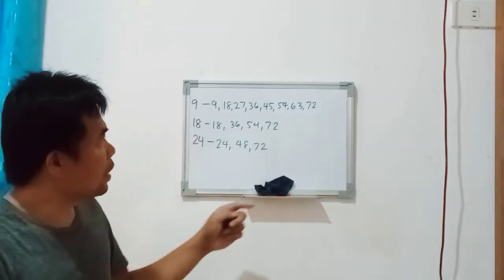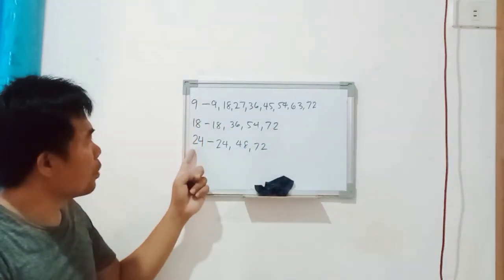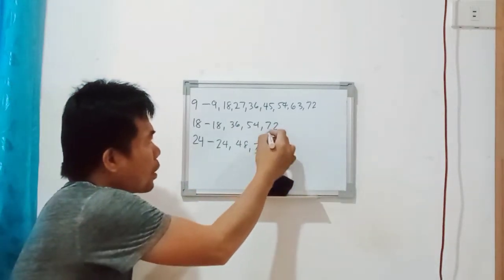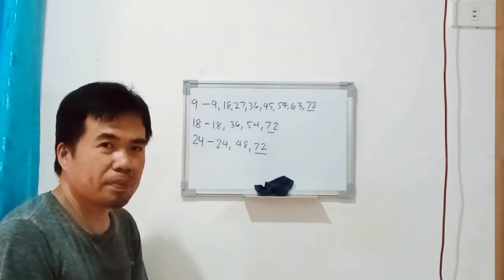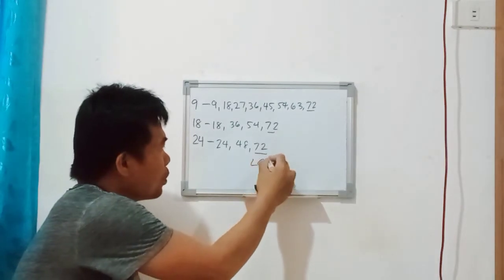You can observe that the first common multiple for 9, 18, and 24 is this number, 72. So therefore, the LCM for 9, 18, and 24 is 72.